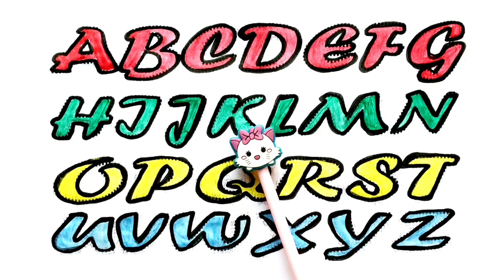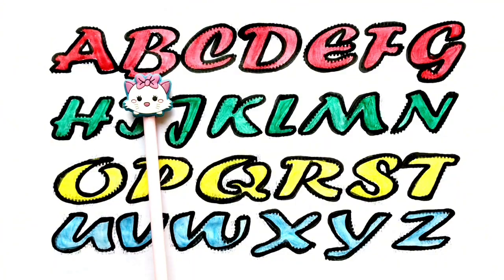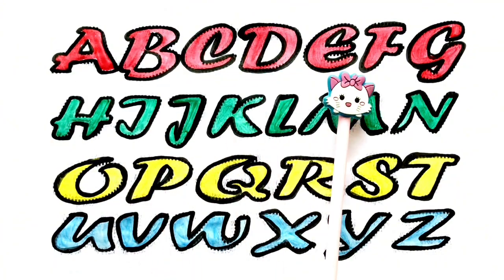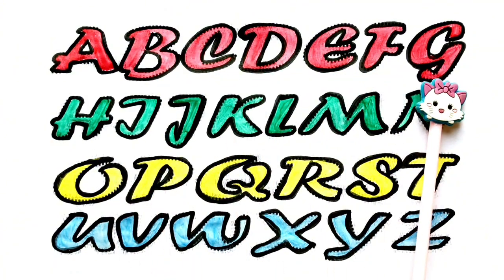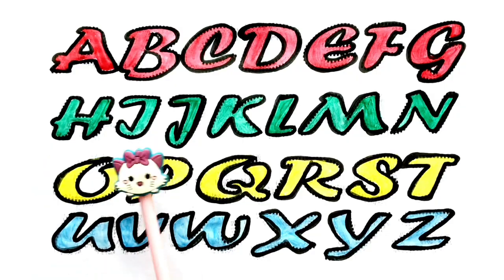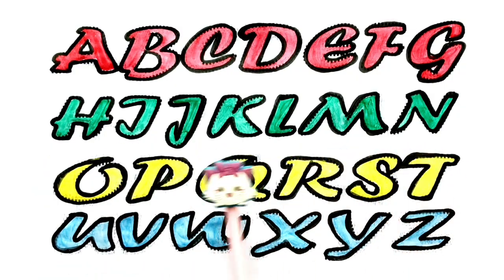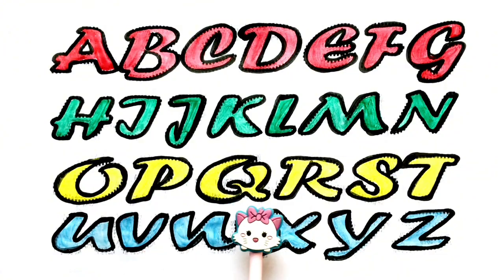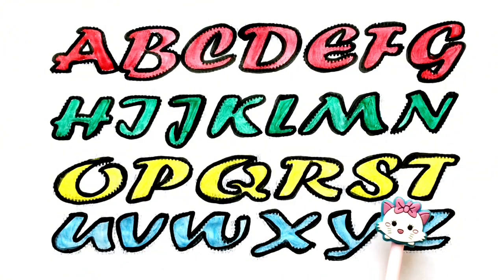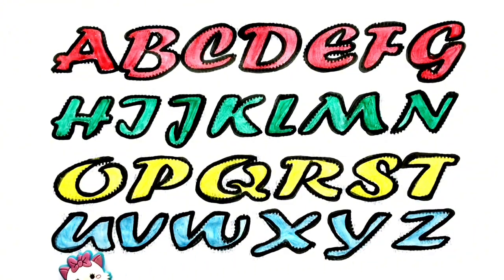Let's repeat and learn. Uppercase letter A, B, C, D, E, F, G, H, I, J, K, L, M, N, O, P, Q, R, S, T, U, V, W, X, Y, and Z.